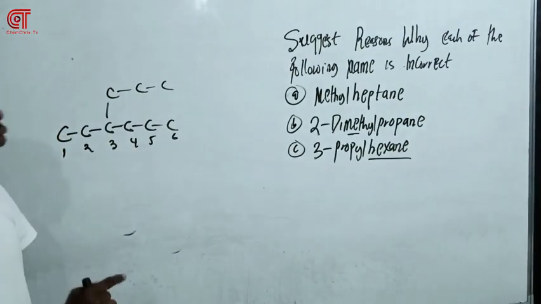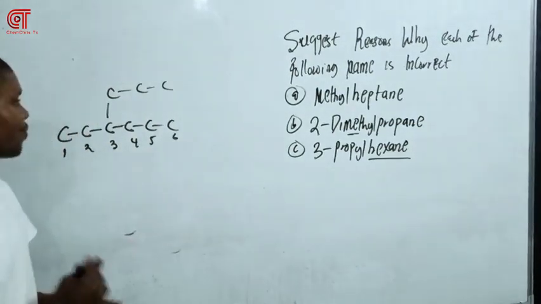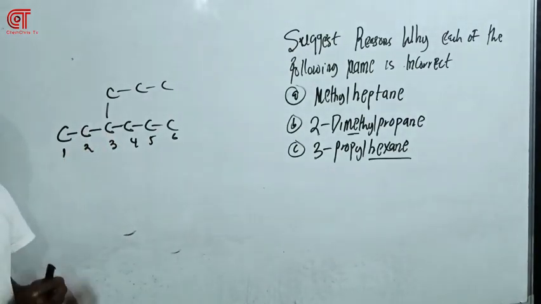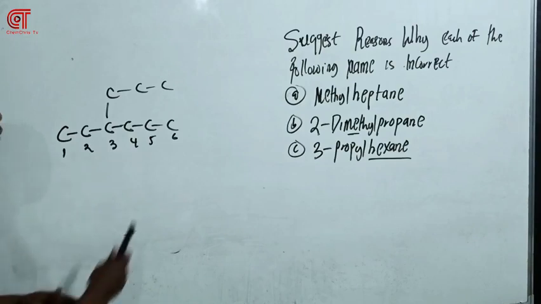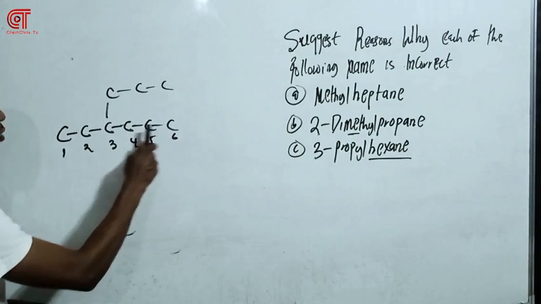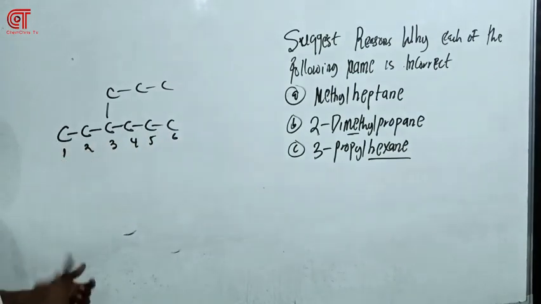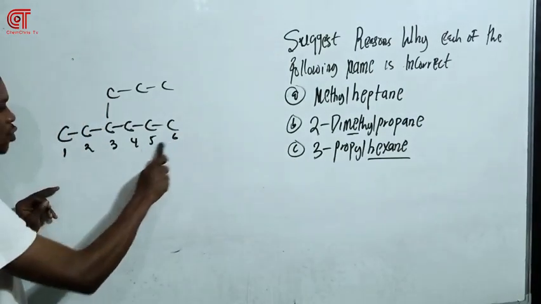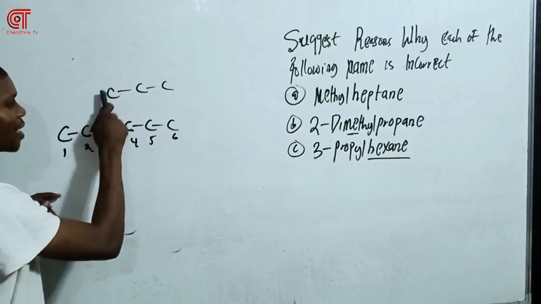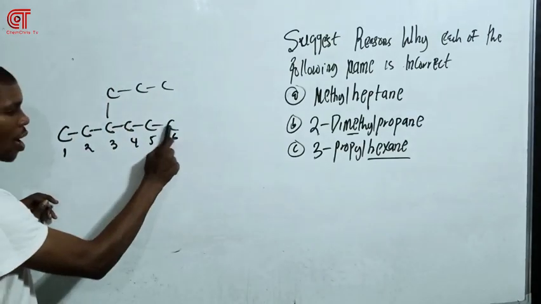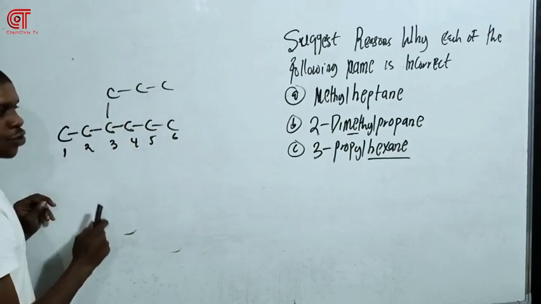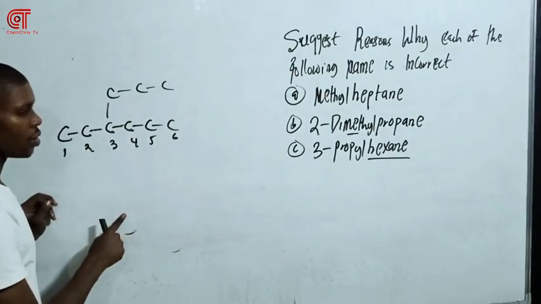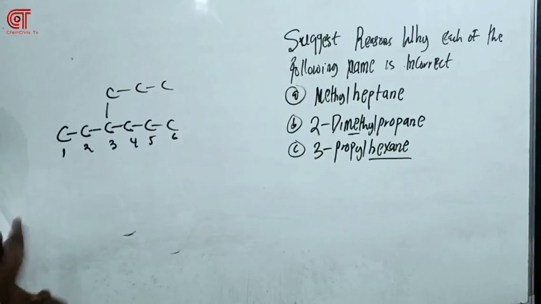Now, but they said this name is wrong. So why is the name wrong? That's what you want to figure out. Remember, when you have something like this, the first thing you want to do is take the longest continuous carbon chain, right? So from here to here, how many carbons do we have? 1, 2, 3, 4, 5, 6, right? Now that is what we got here. But what if you take from here to here? 1, 2, 3, 4, 5, 6, 7. So it means that this name is not correct. The parent chain is not 6, it's supposed to be 7.